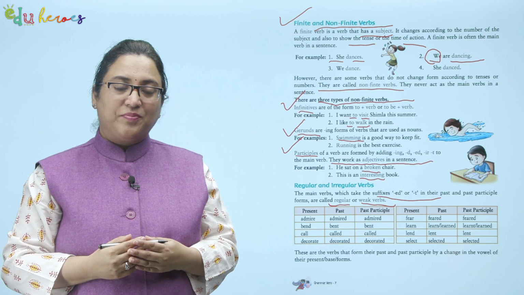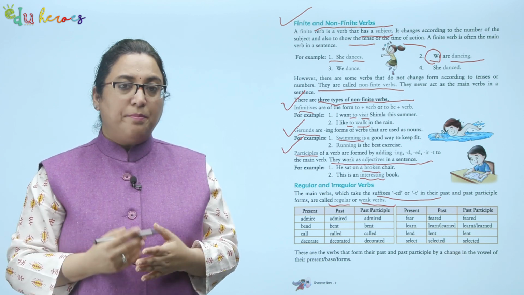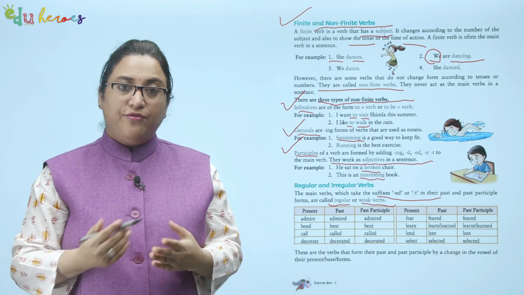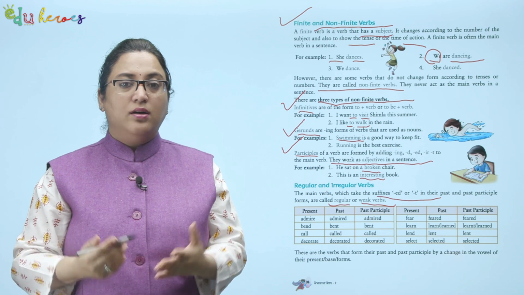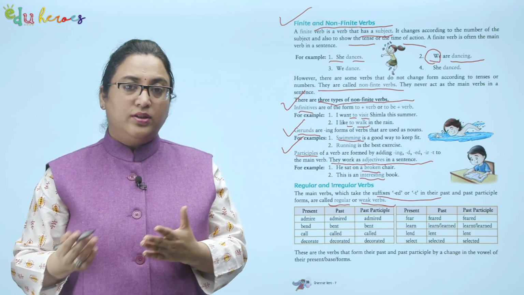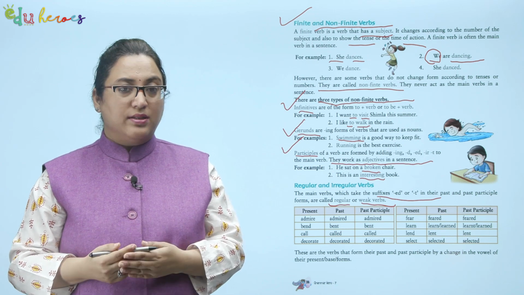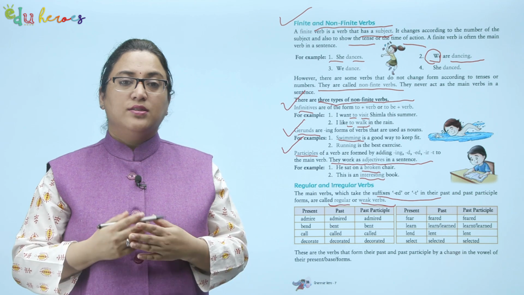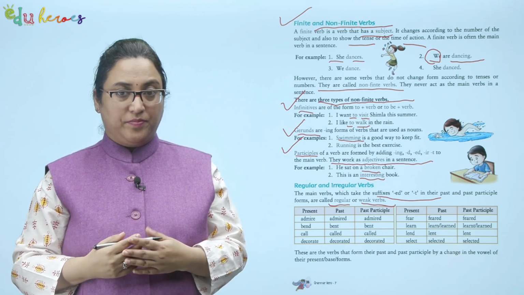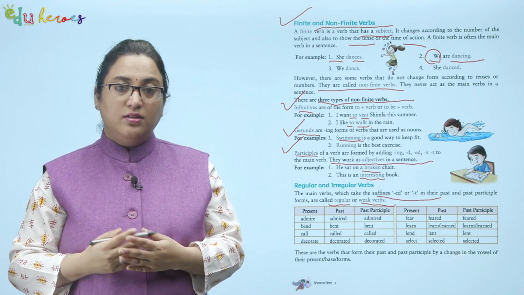Let's read along. So we have in this column present, past and past participle. Three forms. Admire in present changes to admired, admired. In both the other forms only d is added. Bend, bent, bent. Call, called, called. Decorate, decorated, decorated. Similarly, fear, feared, feared.